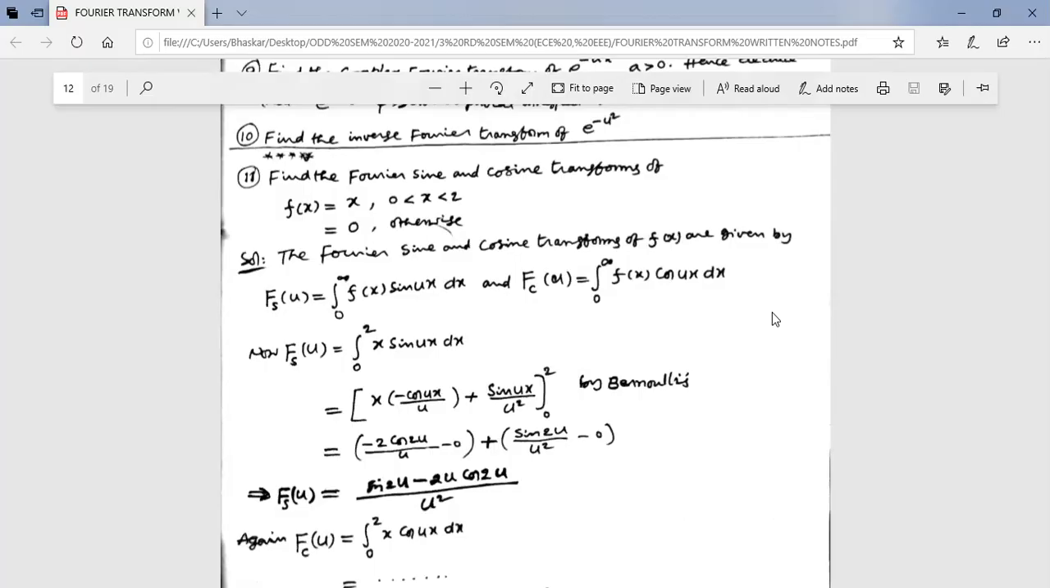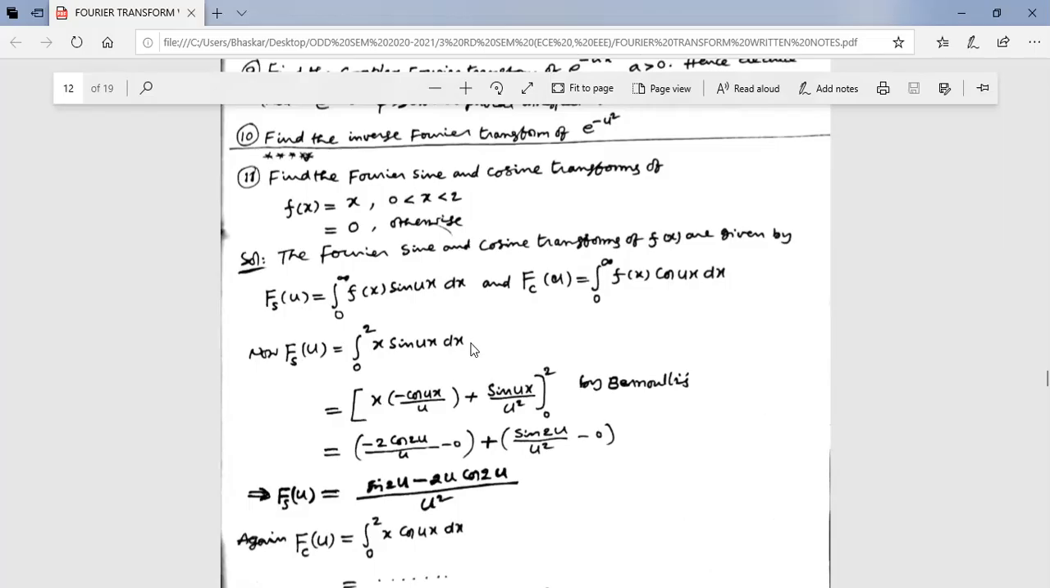Now from this, first we are going to see the Fourier sine transform. Fs of u is equal to, now you see the limit is 0 to 2 here, that's why 0 to 2, in between the function f of x is equal to x into sine ux dx.